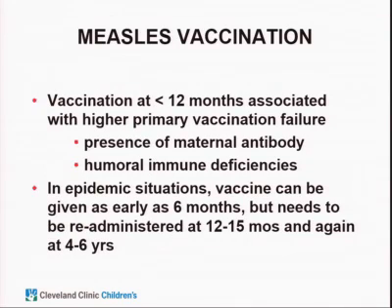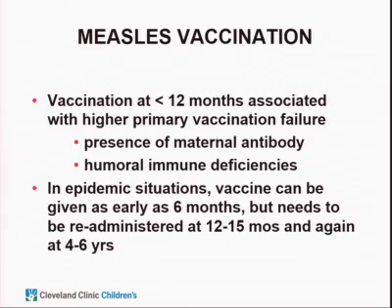We don't vaccinate children before 12 months of age because this is associated with a higher primary vaccine failure, likely because of the presence of maternal antibody and other humoral immune deficiencies. However, in epidemic situations, it is recommended that you can give the vaccine as early as 6 months of age, but you don't count that in the immunization series. So if you give MMR vaccine prior to 12 months, that does not count, and they would still need 2 doses of MMR vaccine beyond 12 months.